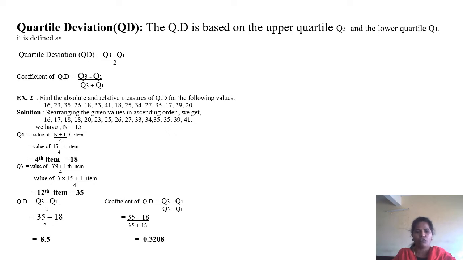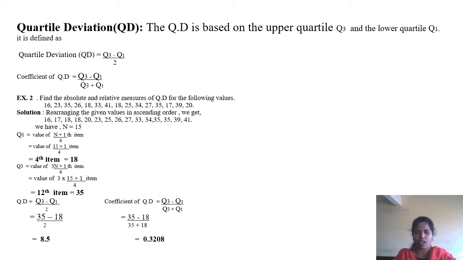Then how do you find quartile deviation? Quartile deviation equals Q3 minus Q1 divided by 2. Then its coefficient, the relative measure, that is QD equals Q3 minus Q1 divided by Q3 plus Q1. So these are the formulas of quartile deviation. These two formulas are to be remembered. I hope you understand what we mean by quartile deviation.